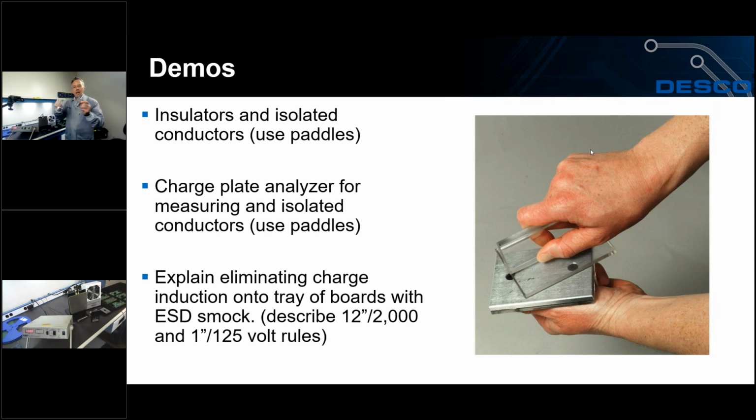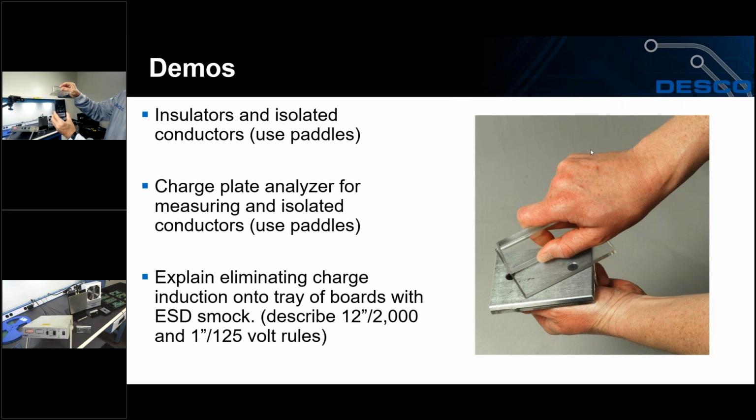They also make these paddles that come in the ESD survey kit. We have one that's a solid piece of acrylic plastic. We also have another paddle that's a solid piece of aluminum on a piece of acrylic. So this one represents an insulator, and this one represents an isolated or ungrounded conductor. And so via contact and separation, I can contact and separate these pieces of equipment, and I could show you how I can put a charge on that device.